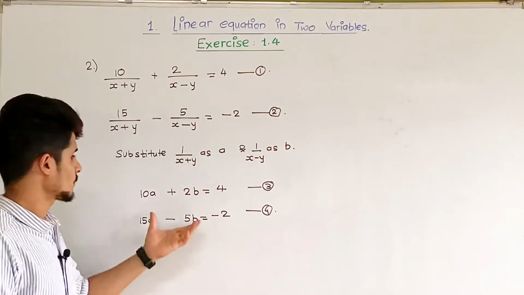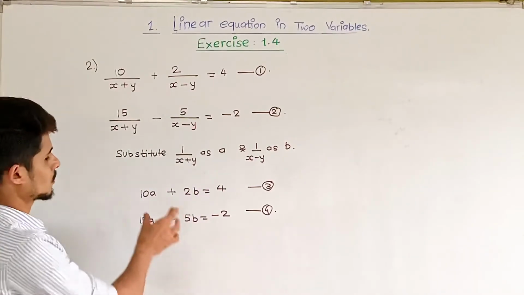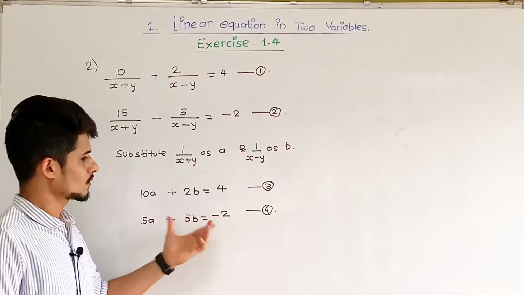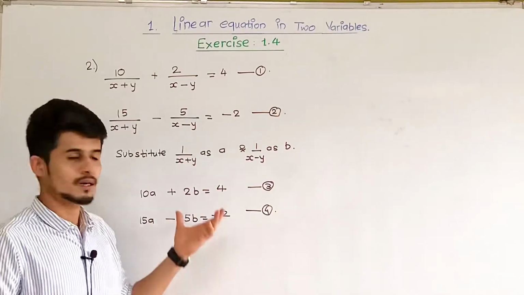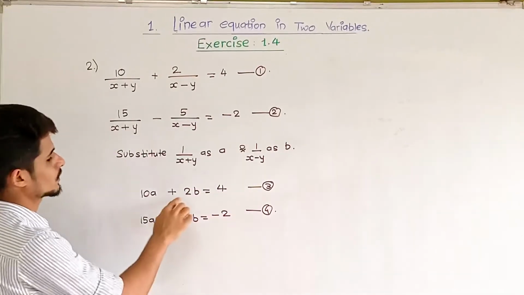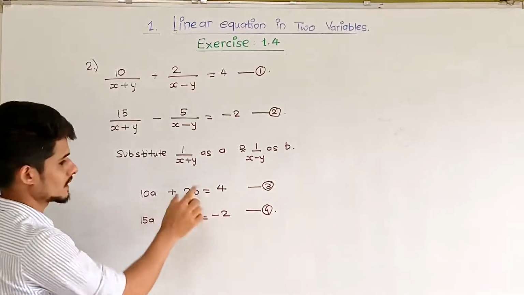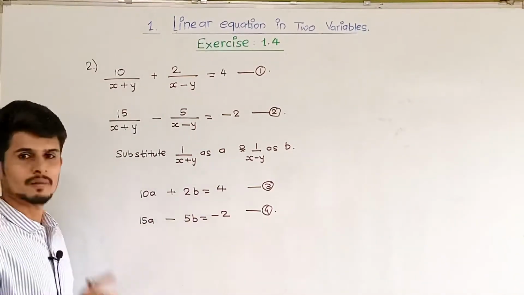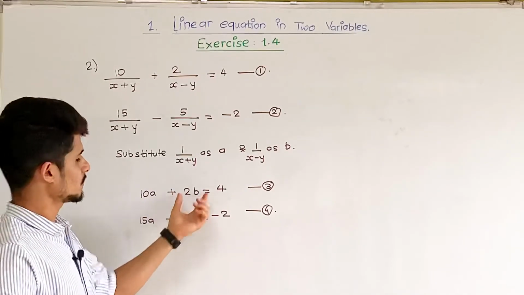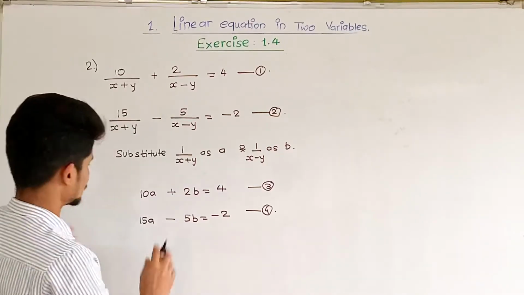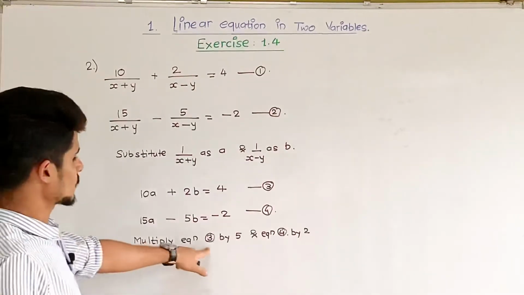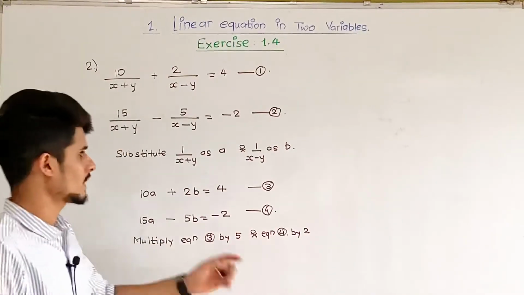So in equation 3 and equation 4 there is no common term, so we will make one term common. If we multiply equation 3 by 5, we get 2 into 5 as 10b. Similarly, if we multiply equation 4 by 2, 5 into 2 will be 10b. So after multiplying, we get 10b common. So we'll multiply equation 3 by 5 and equation 4 by 2.